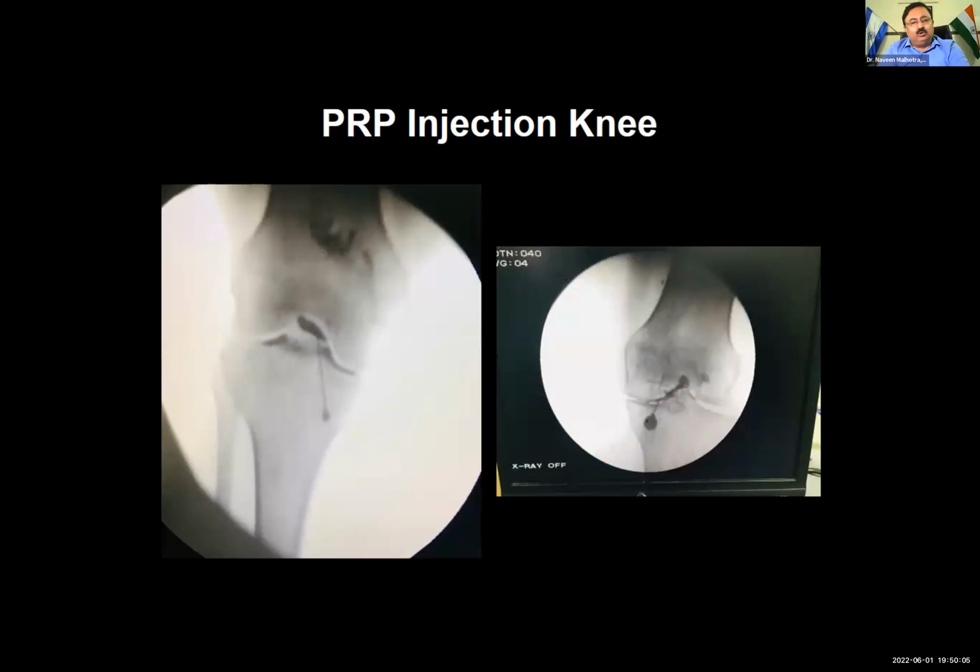We usually do it under fluoroscopic guidance. Yes, we can do it under anatomical landmark guidance also, but it takes one or two fluoroscope shots, and we are very sure that all three compartments of the knee joint, the patellofemoral, lateral, and medial, are all covered, especially the medial one, which is most commonly affected.